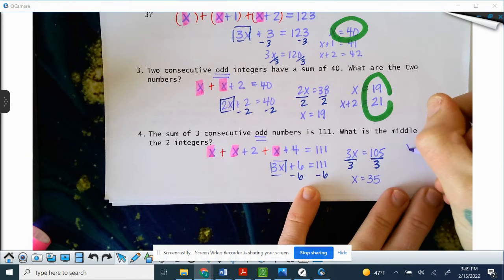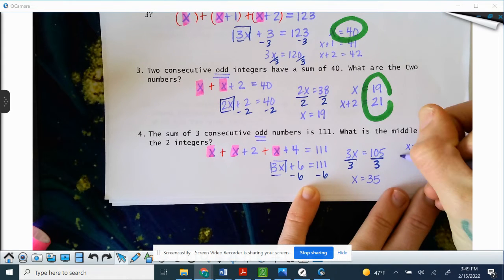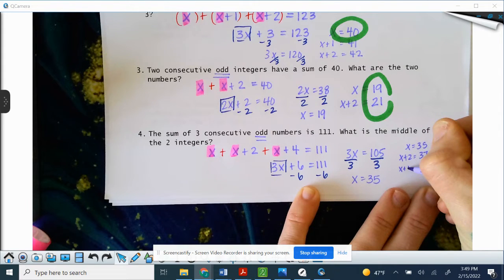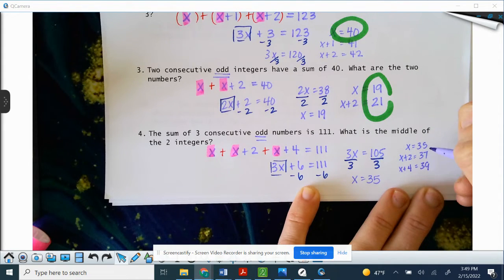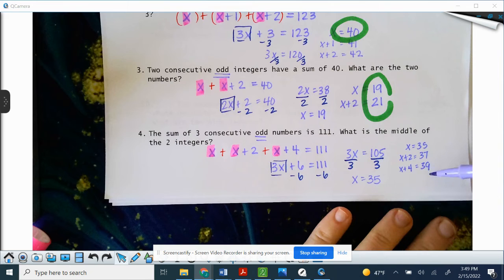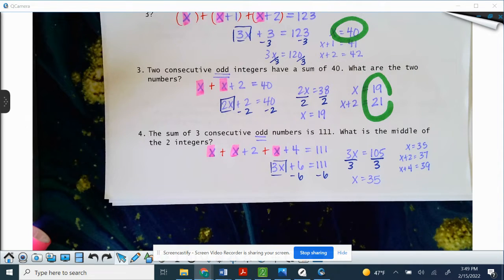So if x equals 35, then x plus 2 equals 37, and x plus 4 equals 39. 35, we skip 36 because it's even. 37, skip 38 because it's even. 39. So 3 in a row that are odd. And the question is, what is the middle of the three? So 35, 37, 39. The guy in the middle is going to be your 37. 37.